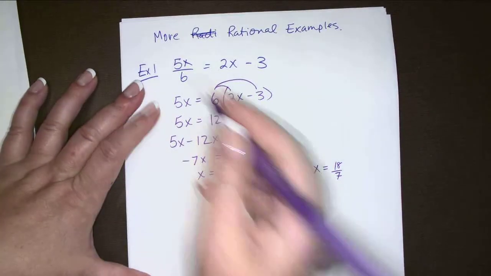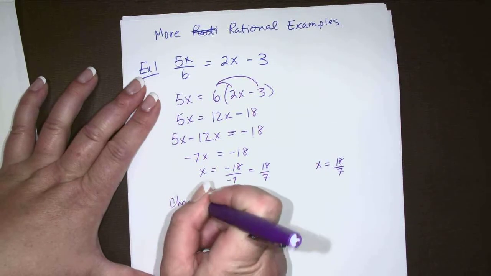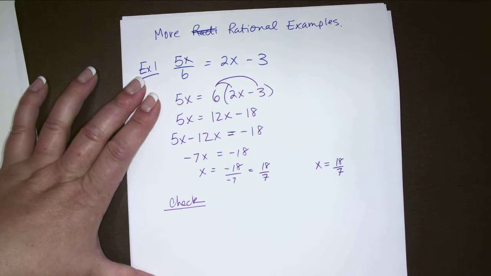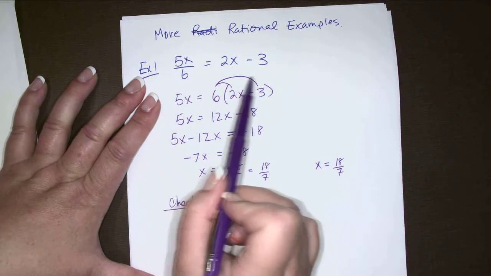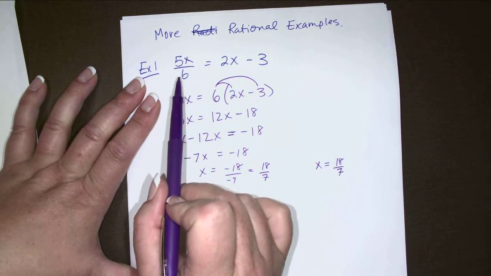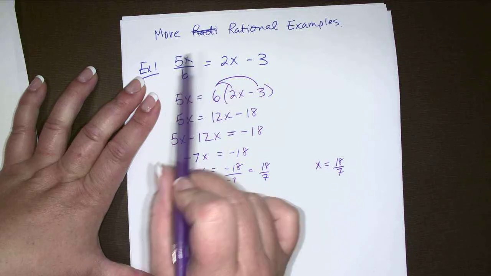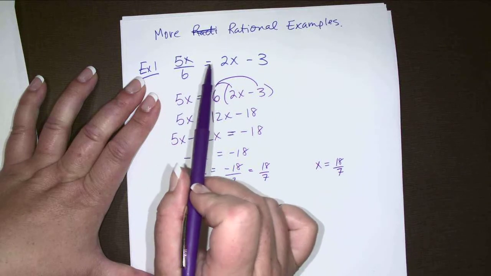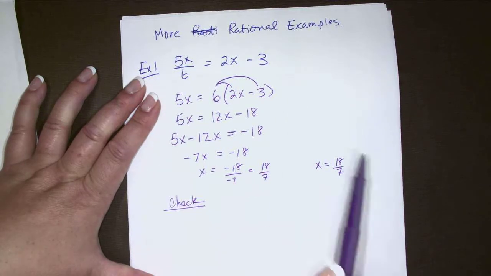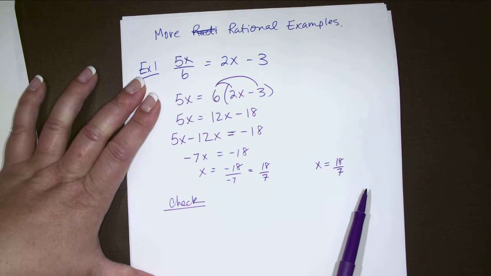Okay, so let's check it. We don't have to because there's no root in it. There's no x in the denominator of the equation, so there were no numbers that weren't going to work, so this is going to have an answer. It's just a matter of, did I find the right one, or did I mess up somewhere in here?